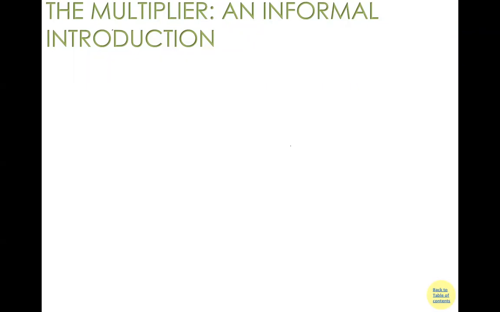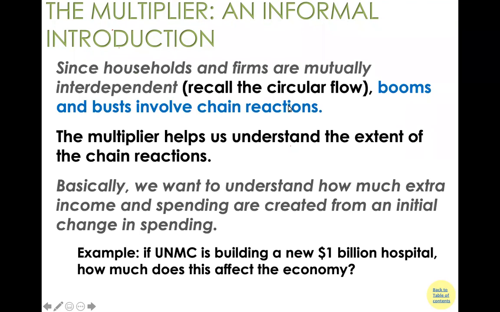So what are we going to do next? First things first, we are going to look at this multiplier. But what is the multiplier and why do we study it? It's largely because in our macroeconomy, everyone is mutually interdependent. Start with households. Households are going to interact with business in the factor market.